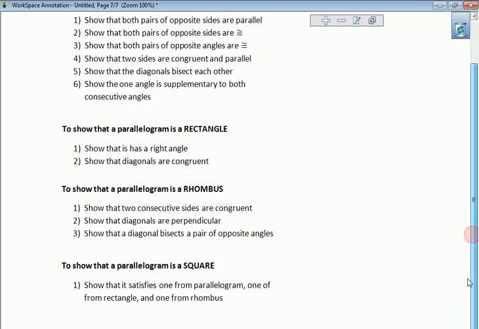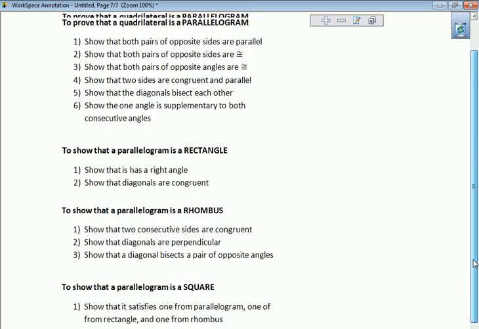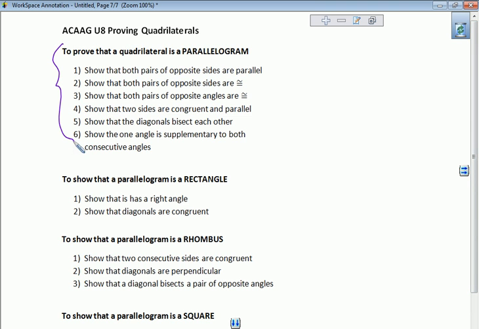All right. Now you should be receiving this if you haven't already. Today we're just doing parallelogram. Next week we'll work on our specials.